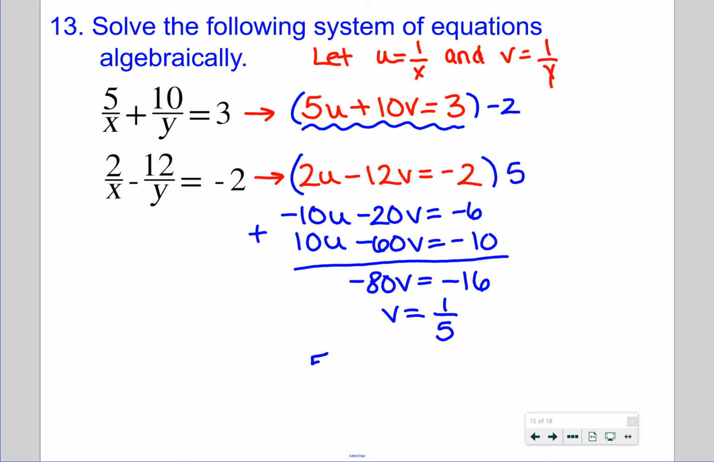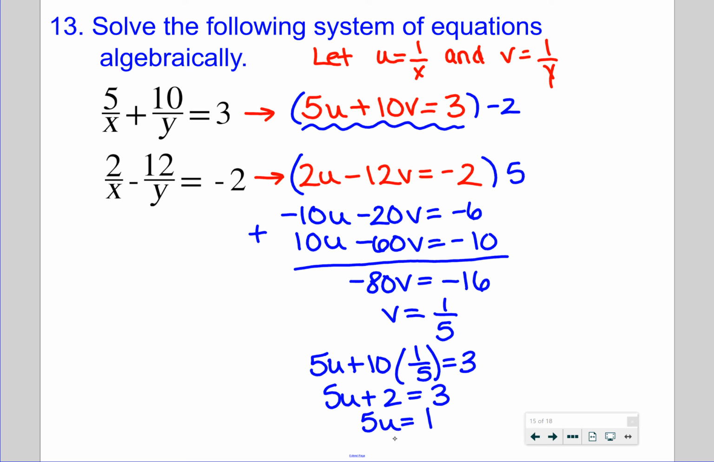So 5u plus 10 times v, which is 1/5, equals 3. So 5u plus, if I multiply those, I get 2 equals 3. 5u equals 1, and therefore u is also 1/5.